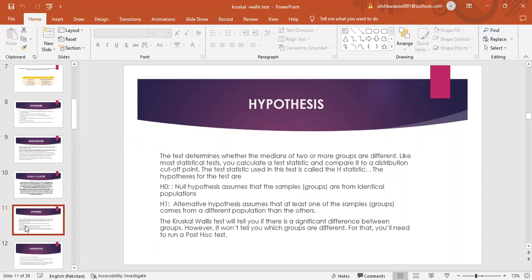The Kruskal-Wallis test will tell you if there is a significant difference between the groups. However, it won't tell you which groups are different. For that, you need to run a post hoc test.